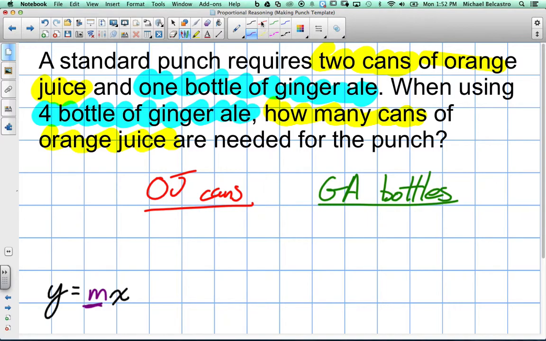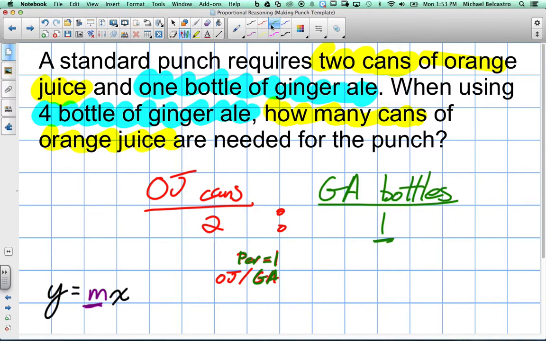Since we already know it's 2 cans to 1 bottle, that sets up perfectly. So what we're going to say is OJ to ginger ale. OJs per ginger ale, and the per means the number 1. Well, it works out great. I should do it in green because it's ginger ale we did in green. It works out great because our ginger ales are already set up as a value of 1.